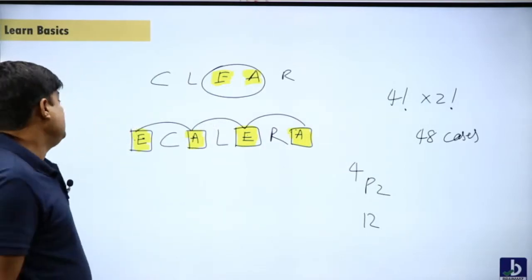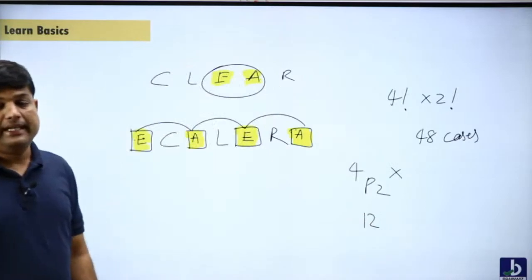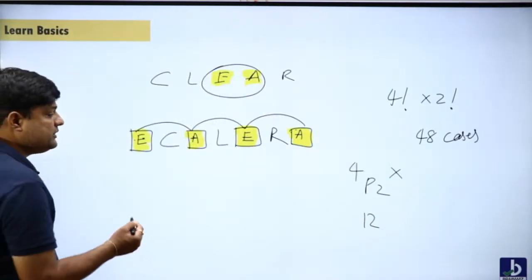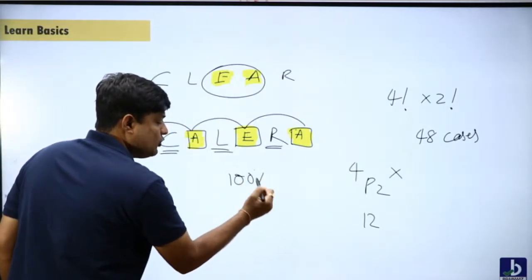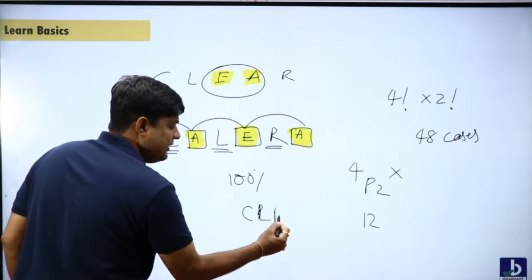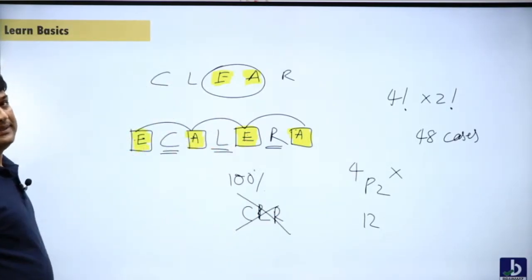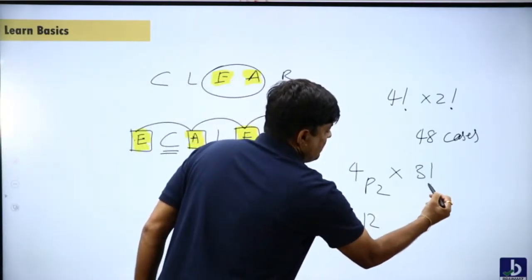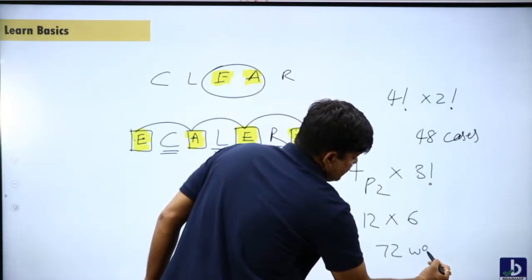Okay, everybody? Now, what are you supposed to multiply here? It is very simple. You tell me, do you think that CLR should be CLR only? No, sir. They too have the independence to change their places. So how many ways can this CLR change? That is 3 factorial. So the answer is very simple, 72 ways.